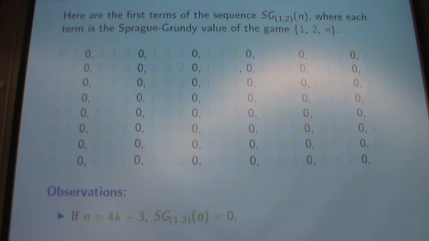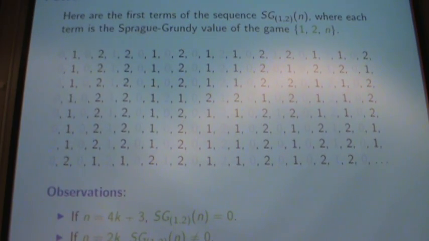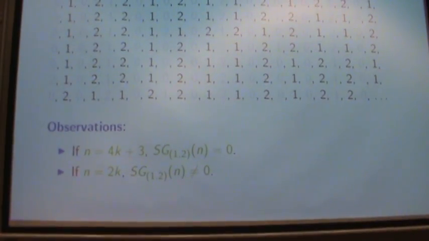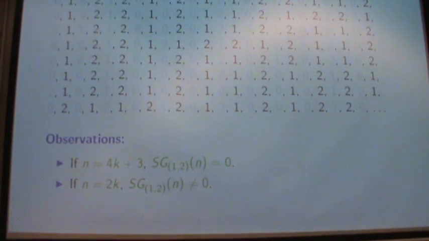One of the things that I noticed is we start getting these columns of all zeros. And these are the Sprague-Grundy value of 1,2 to n, where n is 4k plus 3, right? And n is equivalent to 3 mod 4. These games always seem to be losses for the first player. We also might notice that we have some columns that are all non-zero. Right? They can be 1s or 2s. Both 1s and 2s are wins for first player. But we have no losses in those columns.